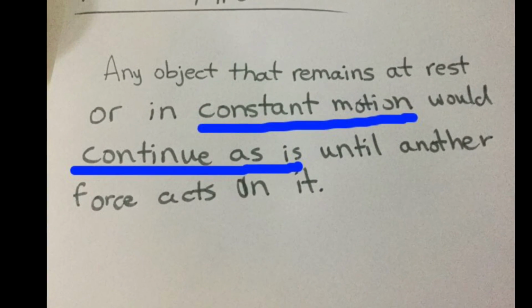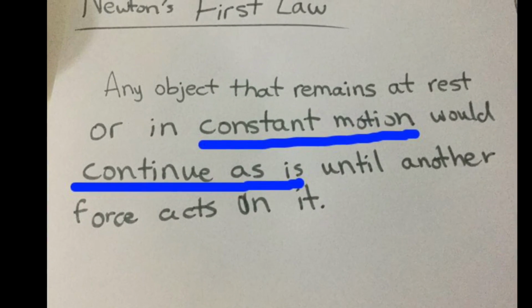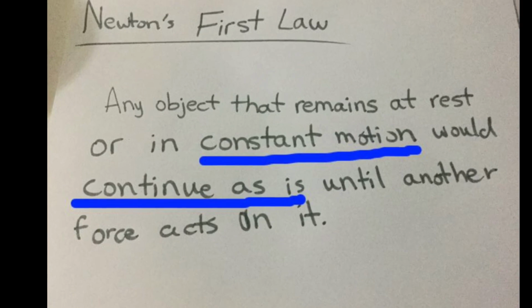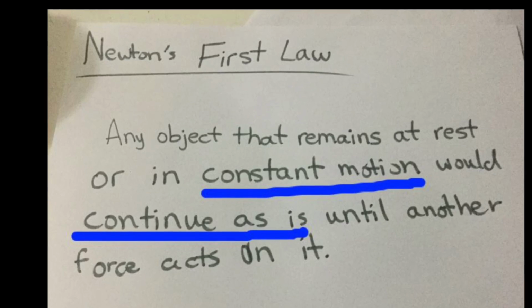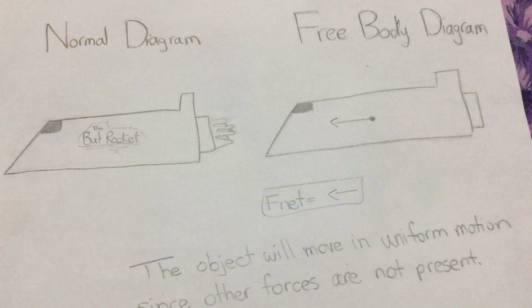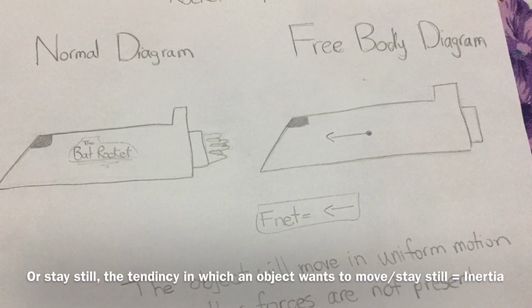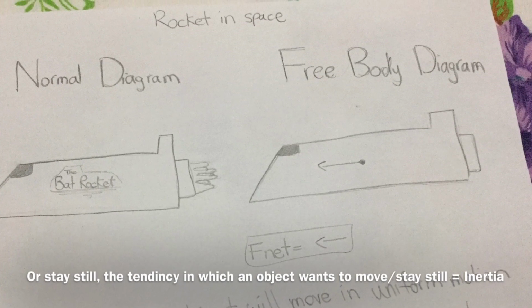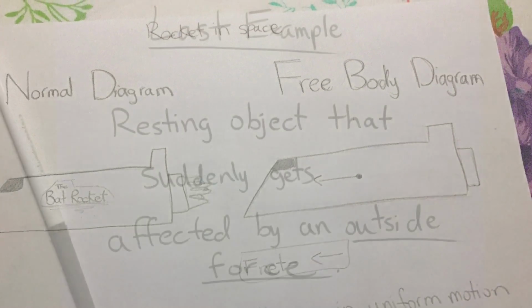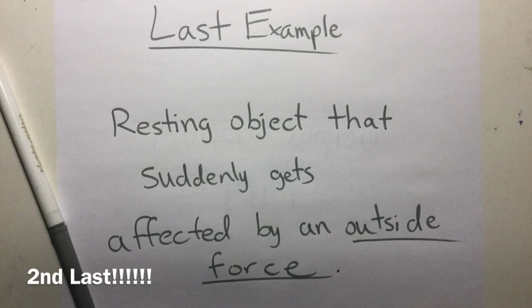This example supports Newton's first law of motion because the object is in constant motion, and since there are no other forces present, it will continue as is. Newton also stated that if the object was to move without any forces present, then it would move in a straight line.